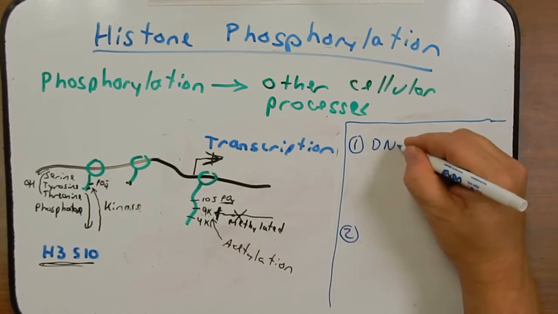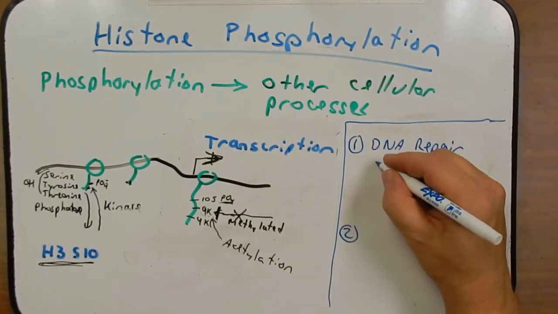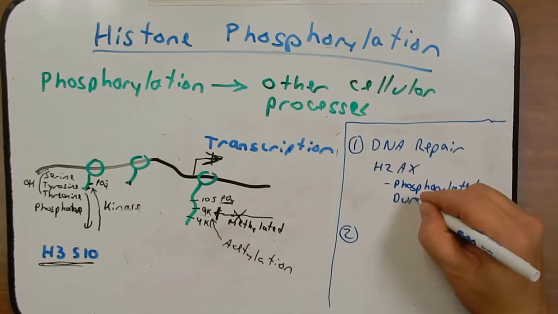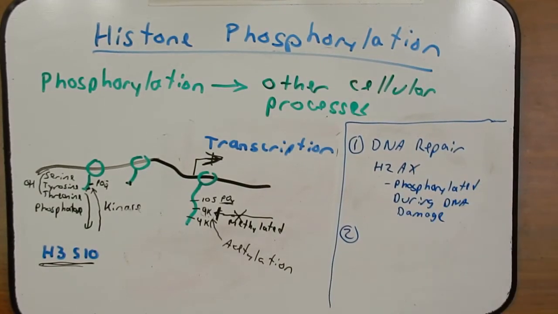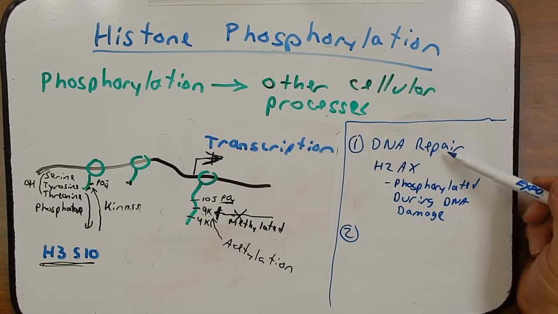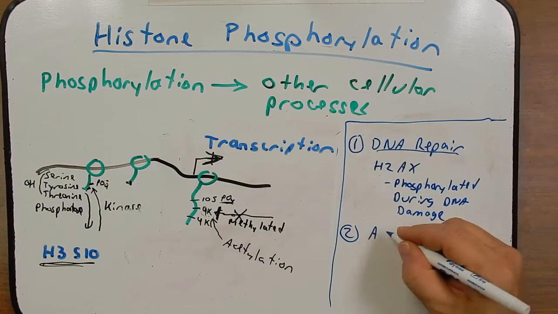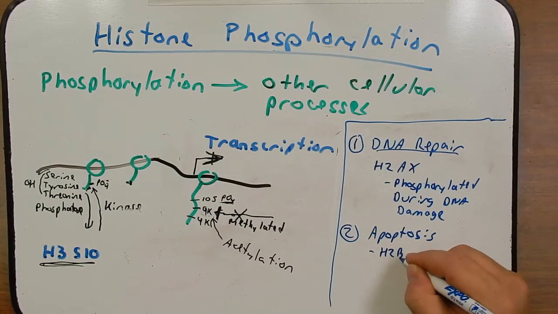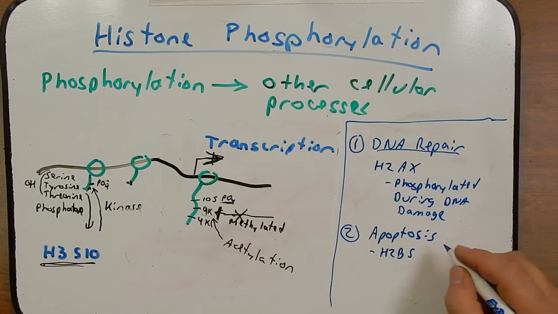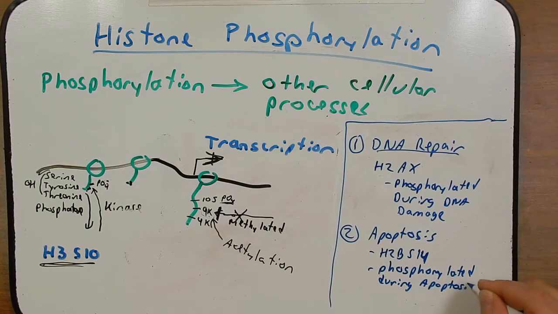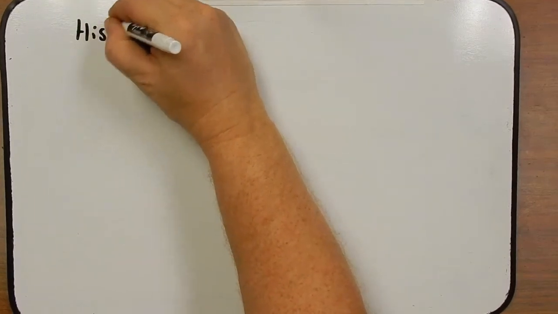The first is in DNA repair. We know that this histone 2 variant, H2AX, is phosphorylated during DNA damage. The hypothesis is that this phosphorylation opens up the chromosome in such a way that makes DNA repair more efficient. The other thing I want to mention is apoptosis. Again, this is also just an observation. H2B histone at serine 14 is phosphorylated during apoptosis. And to remind you, apoptosis is programmed cell death. Okay, next I want to talk about is histone ubiquitination.